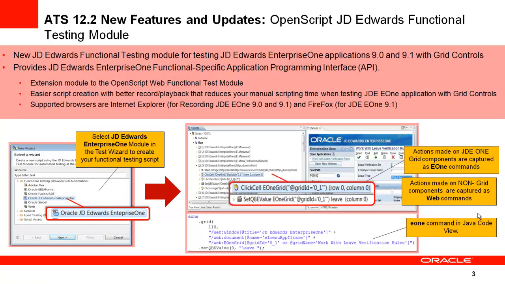This feature allows you to record JD Edwards Enterprise 1 grid components by loading an application-specific API onto the script. The grid components will be captured as E1 commands, and non-grid components are captured as standard web controls. So when you record the JDE application with this module, you will see both web and E1 commands recorded into the script.